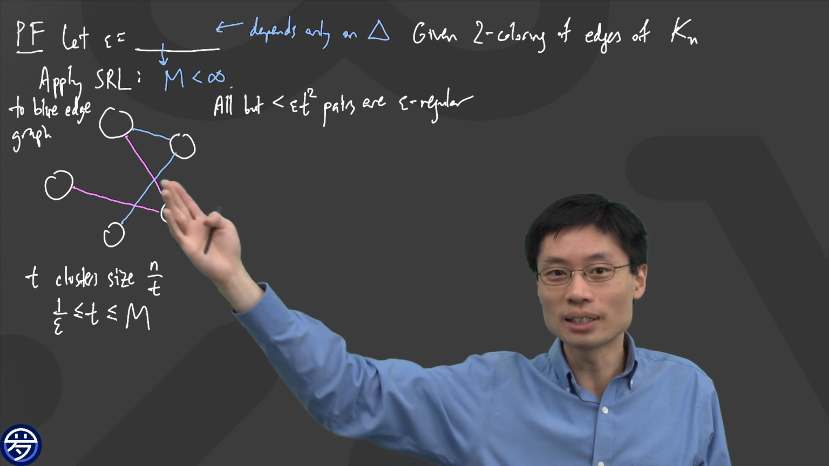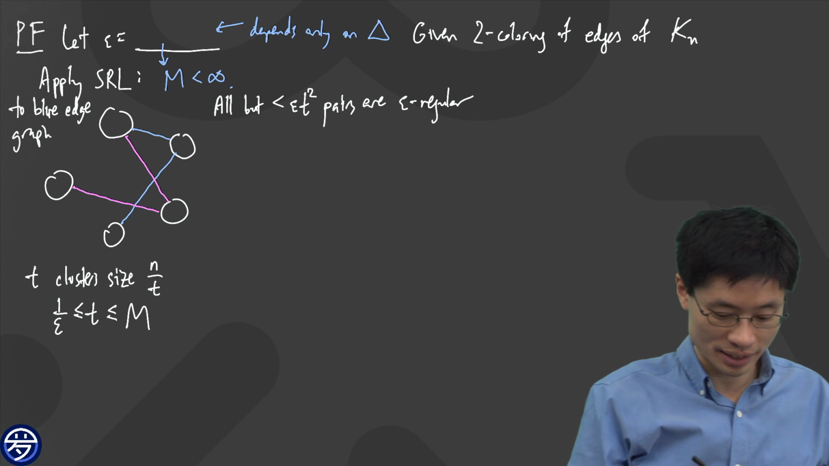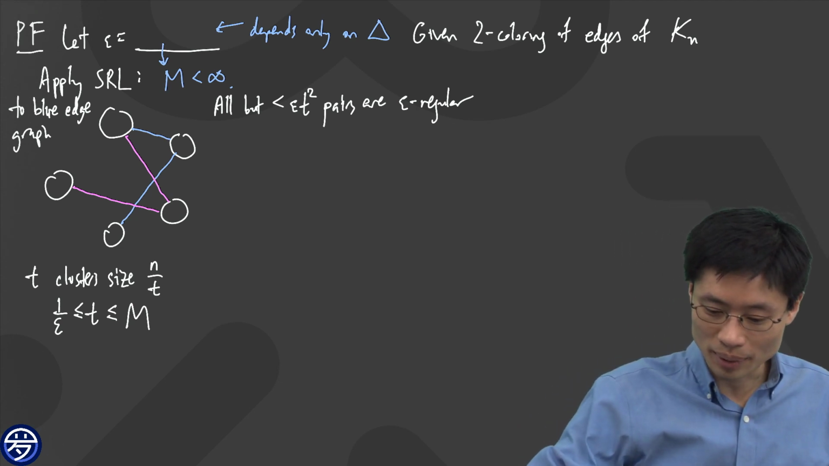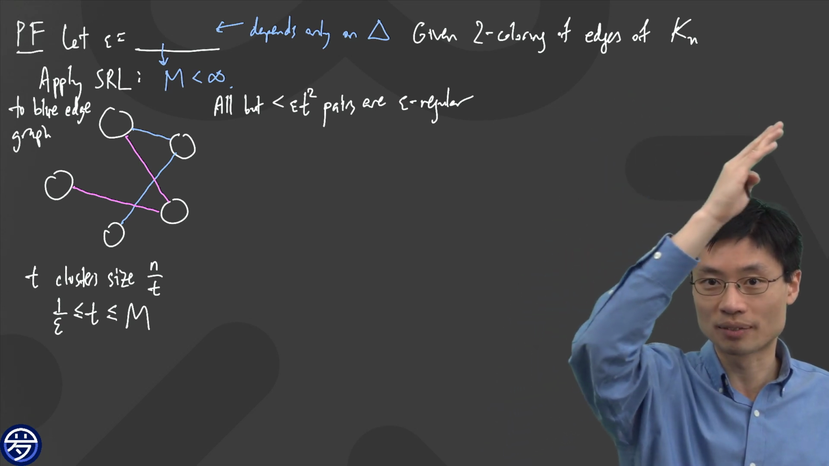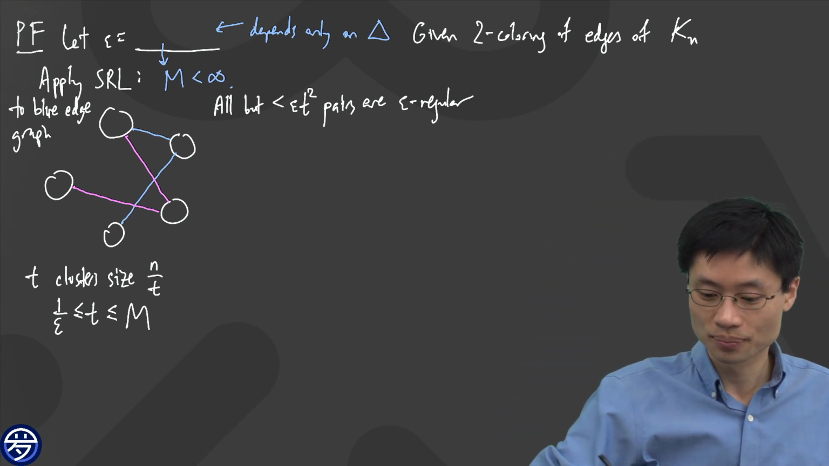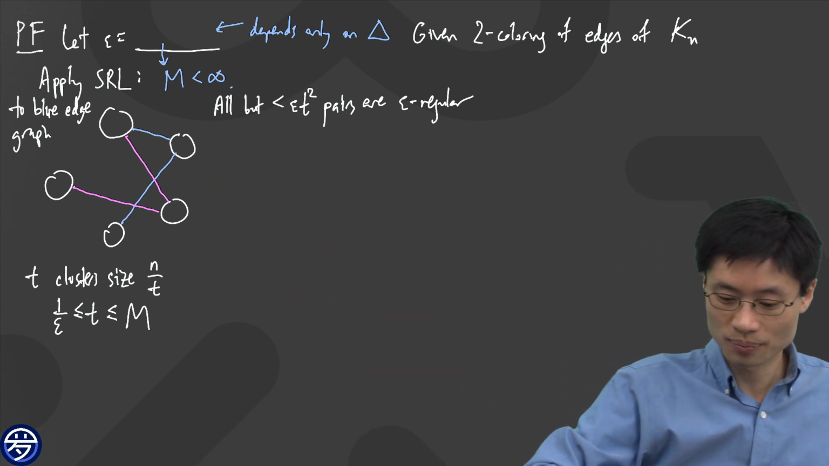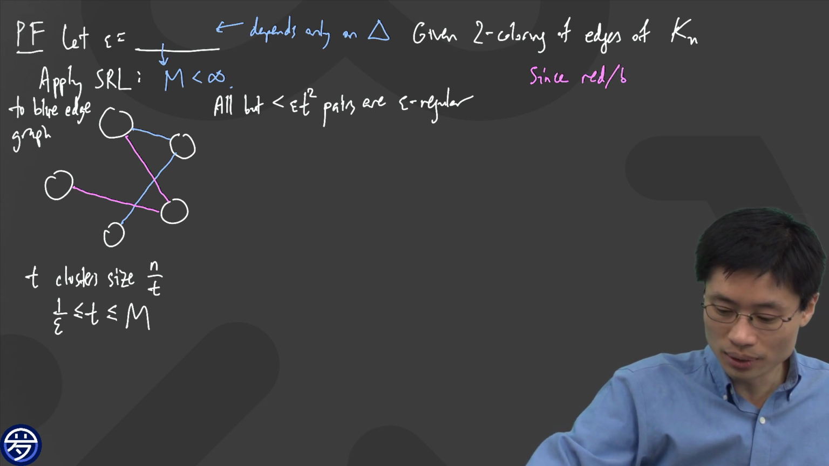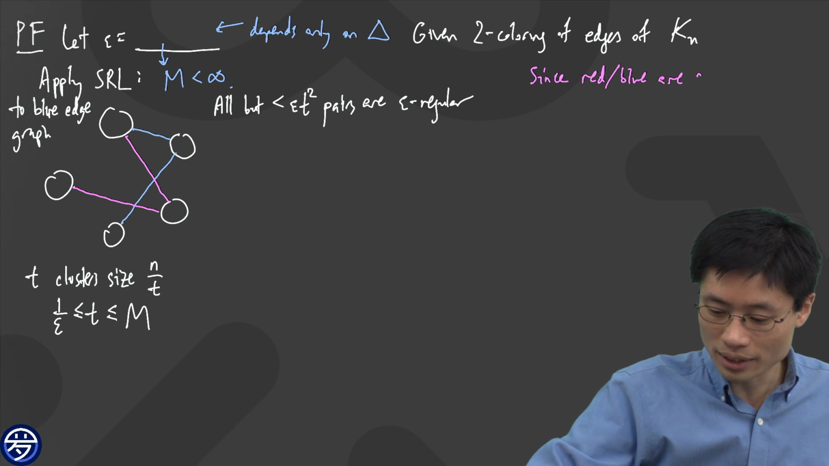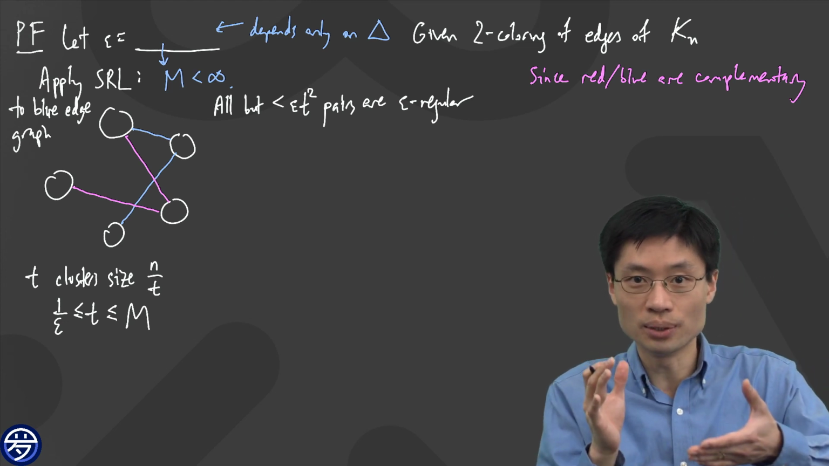Okay? So the point is, I've applied the regularity lemma to the blue edge graph. But there's a key observation. Because I did this, all but these many pairs are epsilon regular. Let me put another very key observation over here on the right. Even though we applied the regularity lemma on the blue edge graph, the red and the blue are complementary, meaning I started with a complete graph, so whatever is not blue is red.